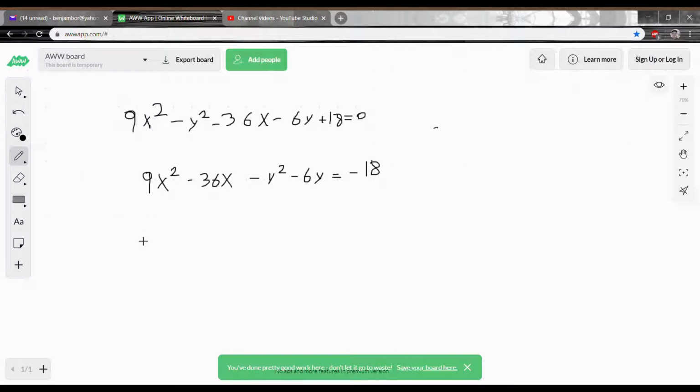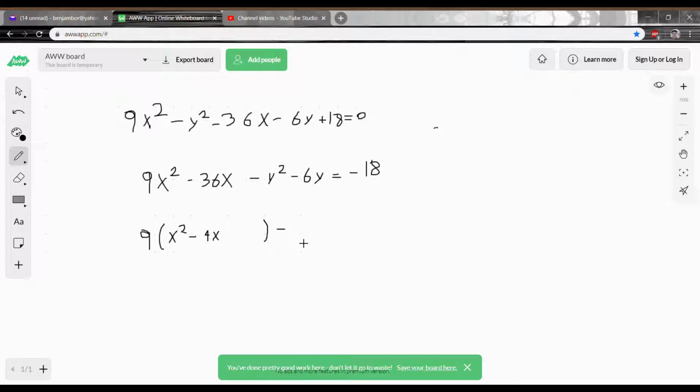To do that, we want the coefficients in front of x squared and y squared to be positive 1, to make our completing the square easier on us. So we're going to take a 9 out of this x squared quantity. And when we divide 36x by 9, we get 4x. We're going to leave a space here to make completing the square easier.